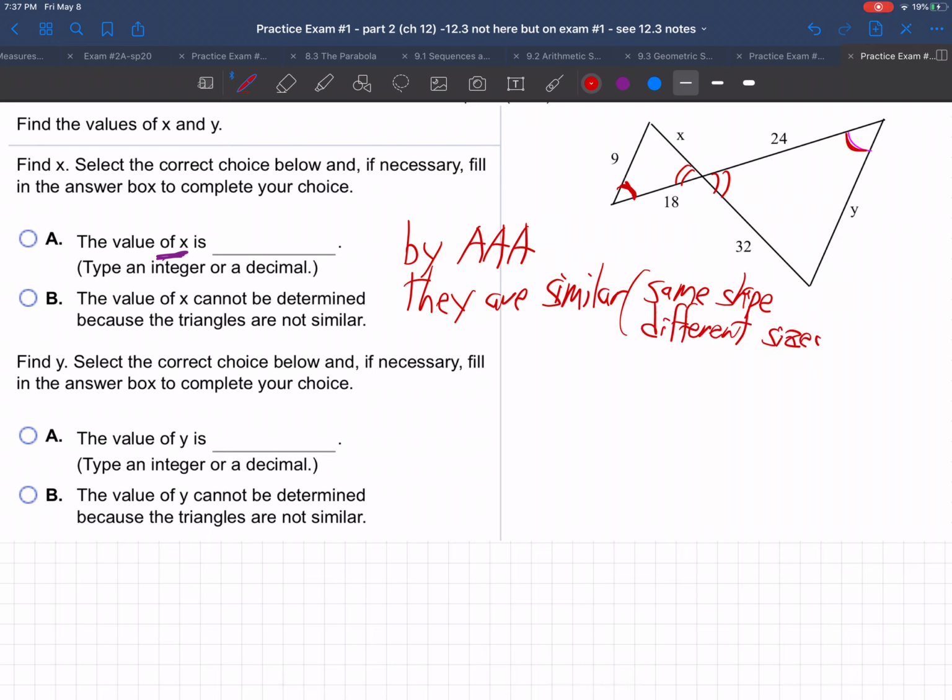So these two triangles are similar, meaning they're the same shape, different sizes. Right? The one on the right is clearly a bigger triangle than the one on the left, but they are the same shape, just different sizes. Okay, now, let me put those marks back in there. Those are actually helpful.